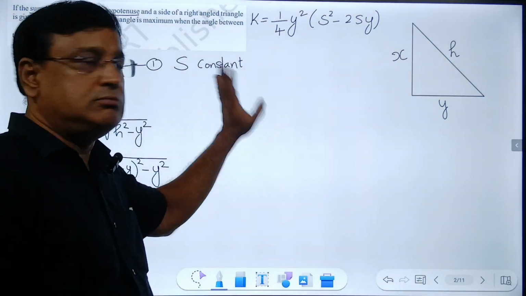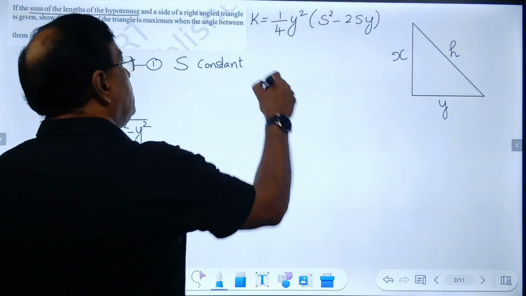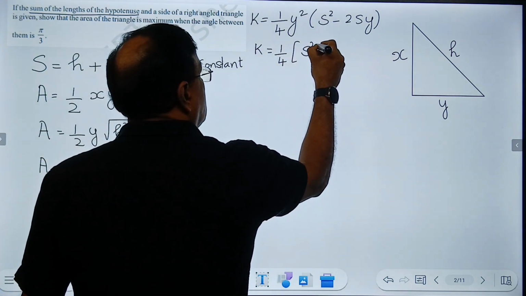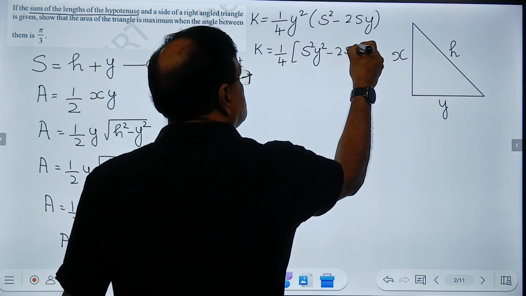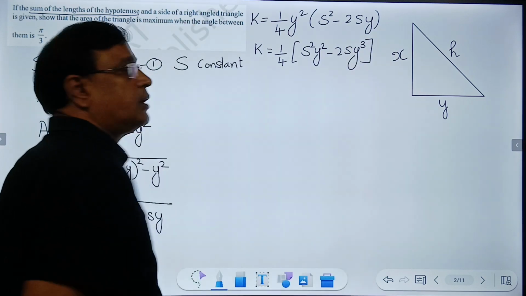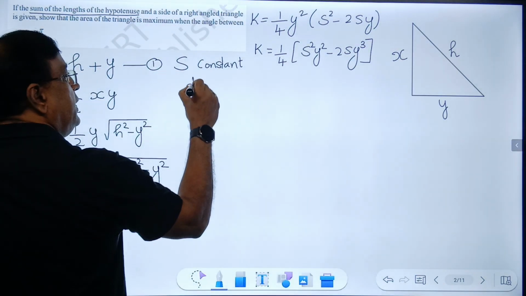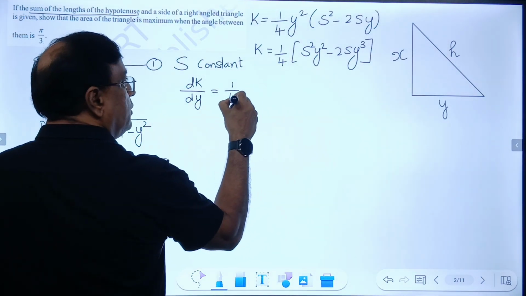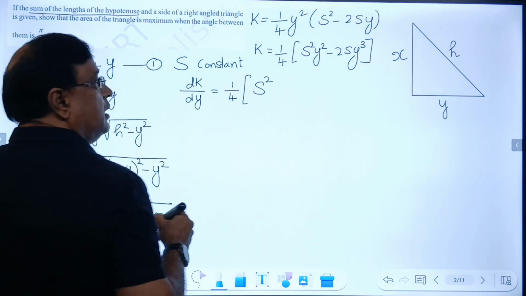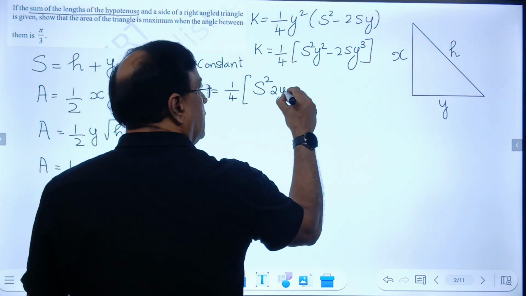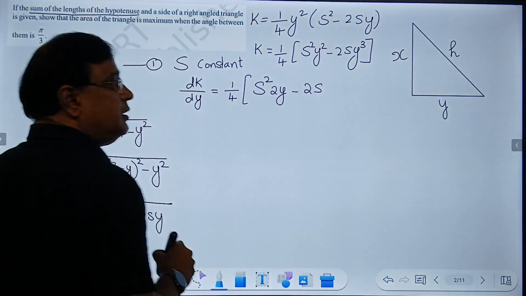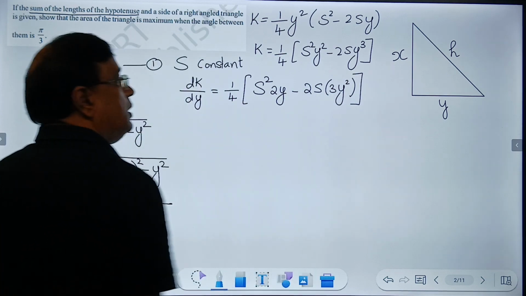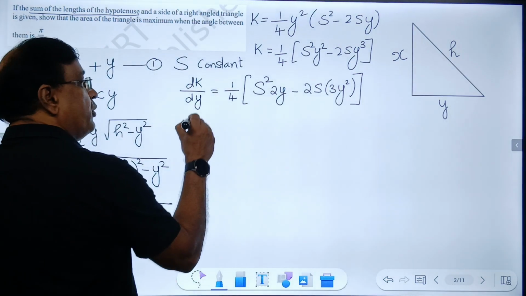So I am now comfortable. My square root is not there, and it's easy for me to differentiate. Before differentiating, to avoid the product rule, I open the bracket. So what do you get? S square Y square minus 2SY cube. Now I am going to differentiate. dk by dy: first, 1 by 4, S square is a constant. Differentiation of Y square will be 2Y. Minus 2S is a constant. Differentiation of Y cube will be 3Y square.